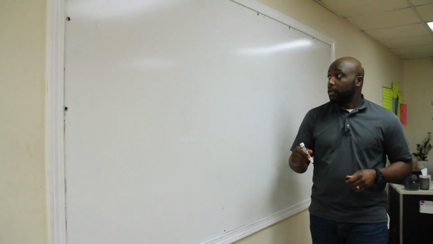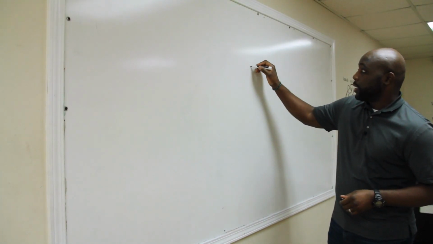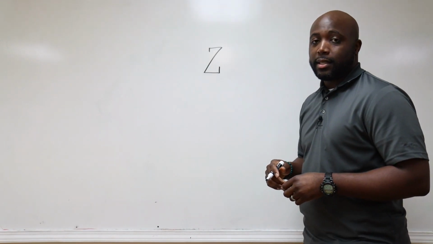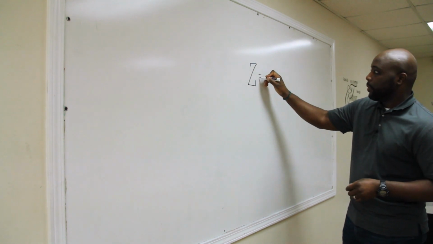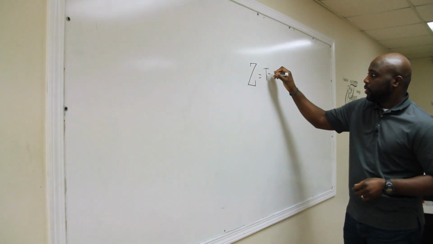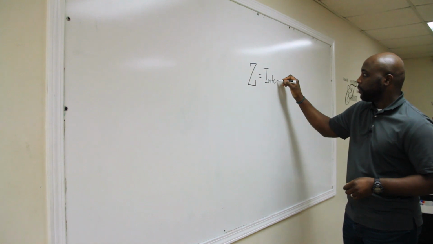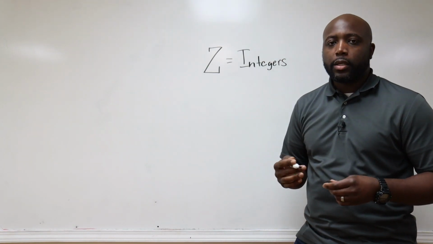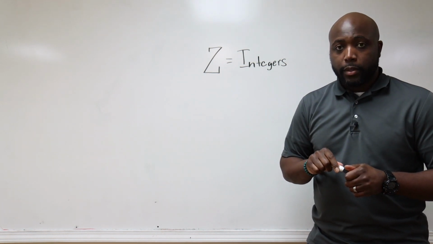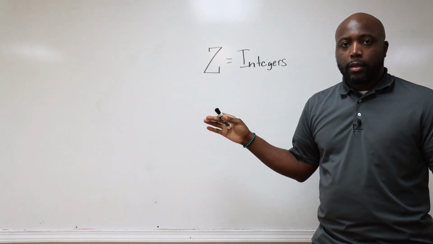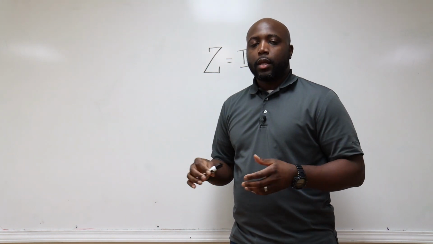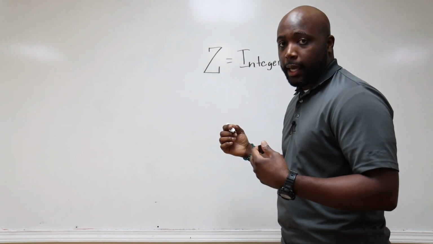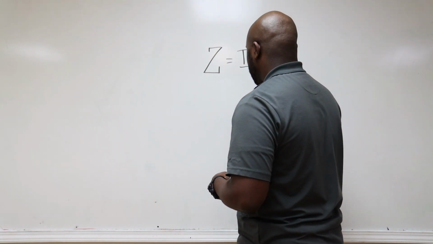Integers are numbers that range from negative to positive, utilizing the Z symbol. The Z symbol equals integers. So the numbers that range from negative to positive numbers are all the numbers in that particular set, including the number 0. If I was to draw an example, I'll just use a number line.